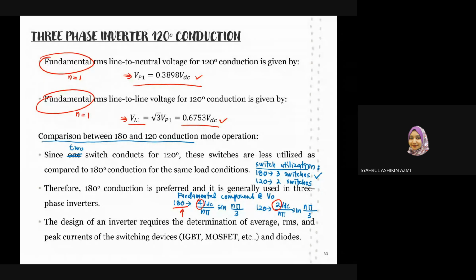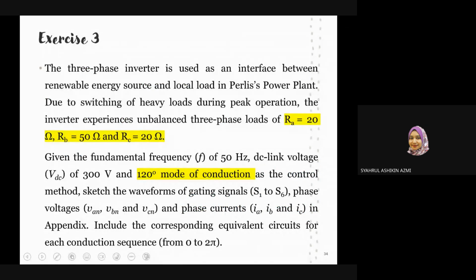In terms of the THD, I'm not too sure which one is better, but I predict it will be 180. We haven't checked the THD for both conductions during our lab session. So if you have time, you can always check which gives the better THD: an inverter with 180 or an inverter with 120. Right, so we go for exercise 3. In exercise 3, you have a three-phase inverter.